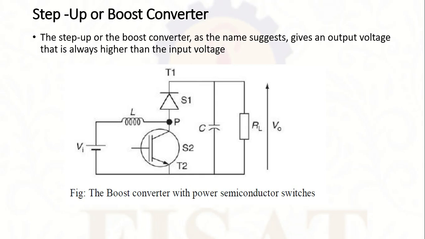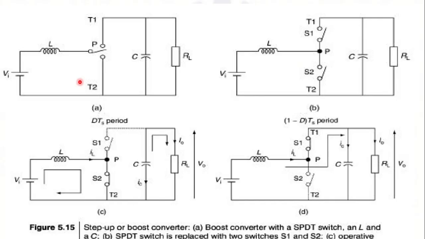We can see that there is an inductor L, two switches S1 and S2, a capacitor, and then the load. Figure A shows the boost converter with an SPDT switch, that is a single pole dual throw switch, then an inductor and a capacitor. In the second figure, the SPDT switch is replaced with two switches S1 and S2.